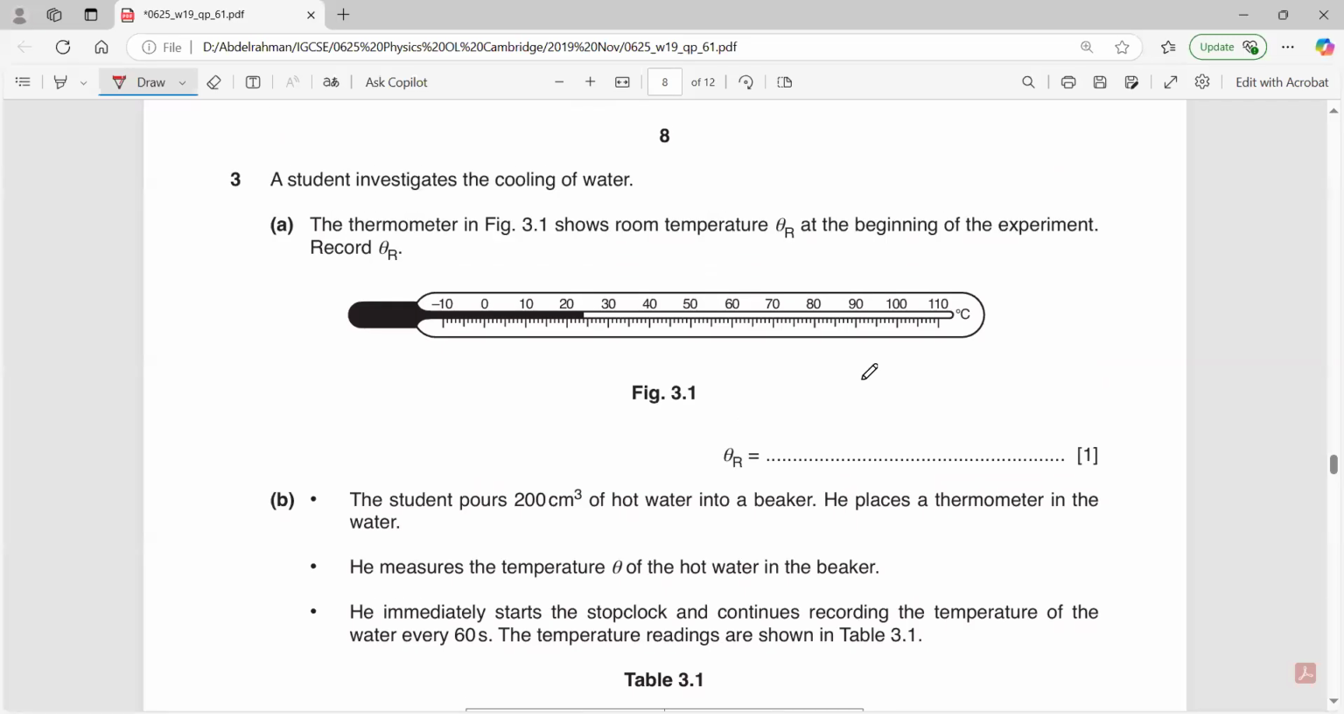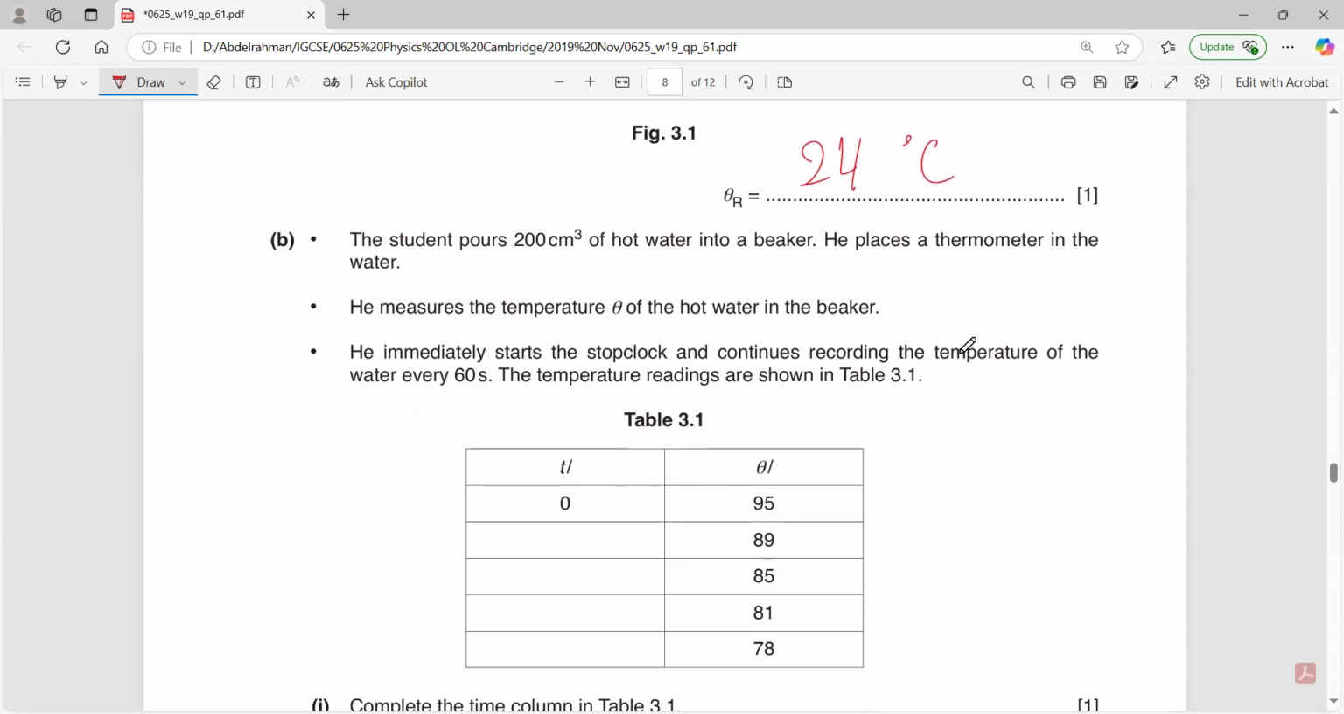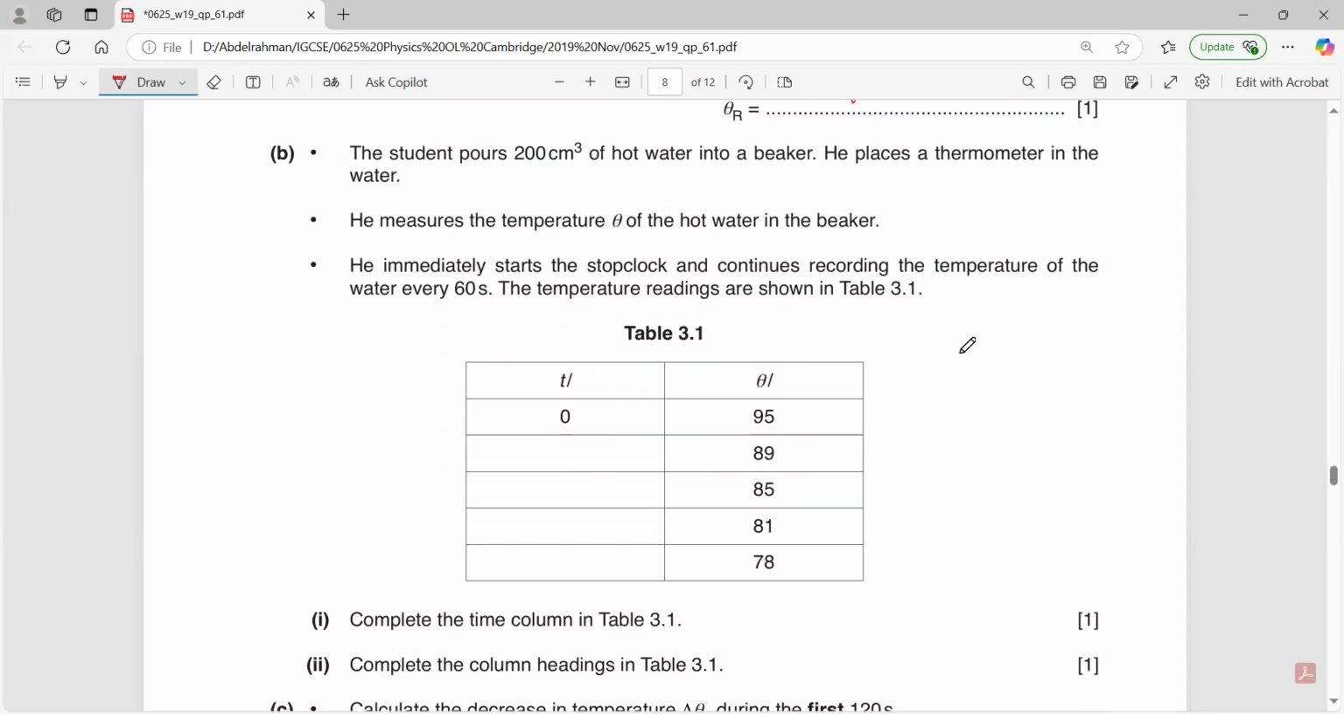A student investigates the cooling of water. Can I take the reading of the room temperature, theta R? Yes, I can take the reading of this room temperature, which is 24 degrees Celsius. The student pours 200 centimeters cubed of hot water in the beaker.